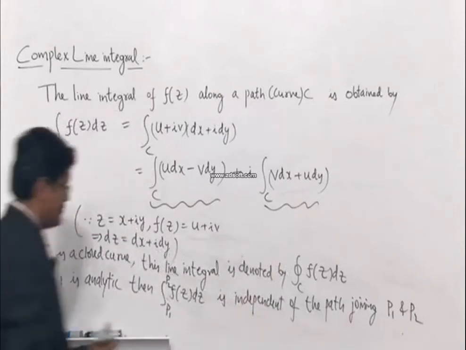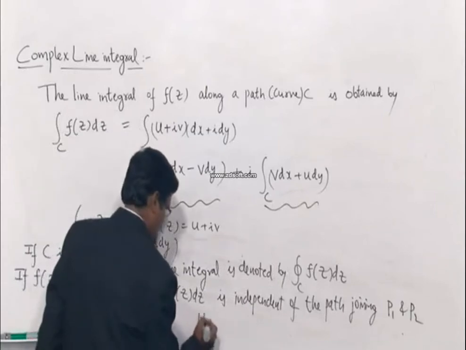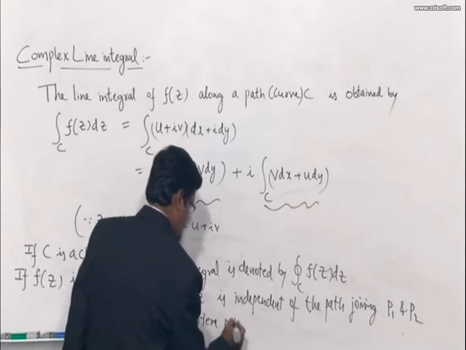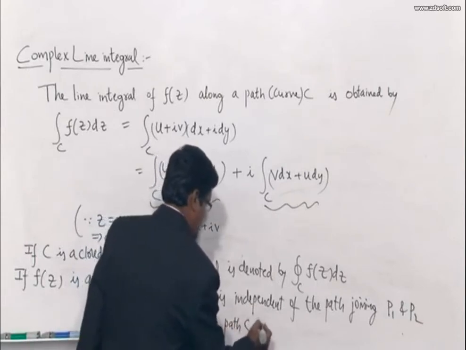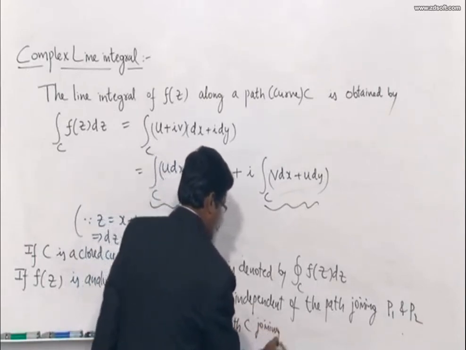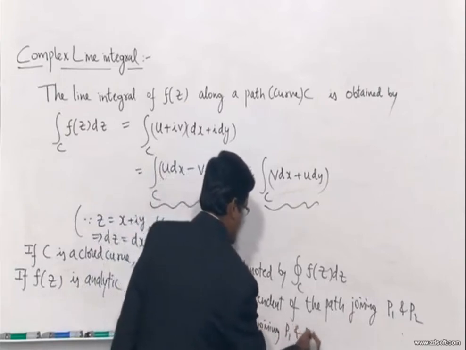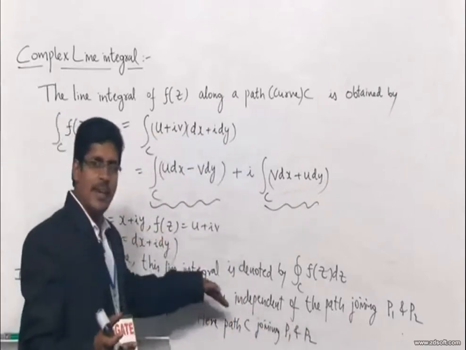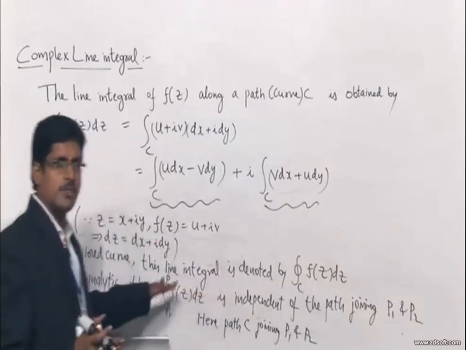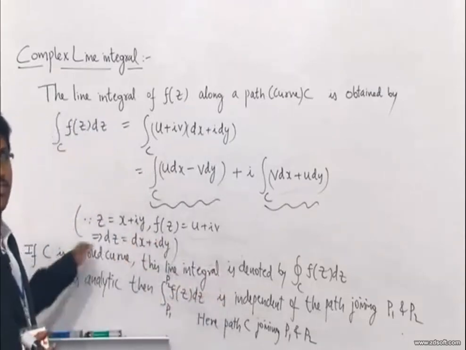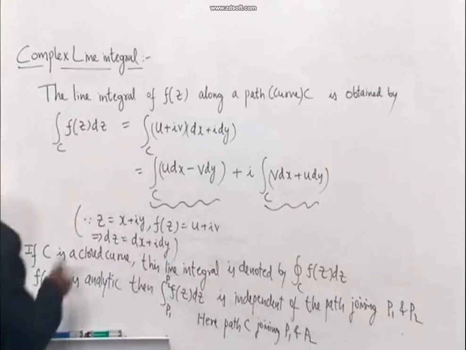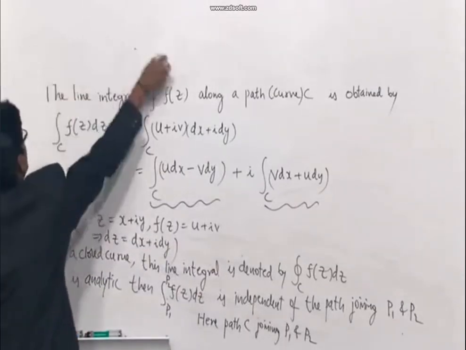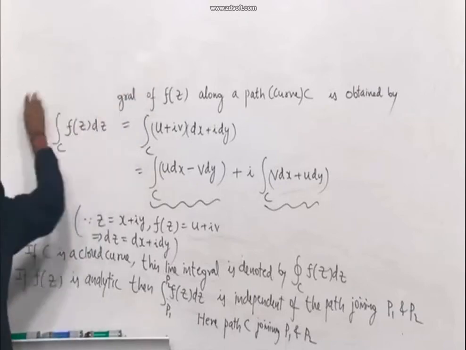That is, here path C joining P1 and P2. Between two points there are so many paths, but this line integral is independent of the path joining the two points, lower limit and upper limit P1, P2, whenever f of z is analytic. Whenever f of z is not analytic, then in some problems it is dependent on the path, in some other problems it is independent of the path.